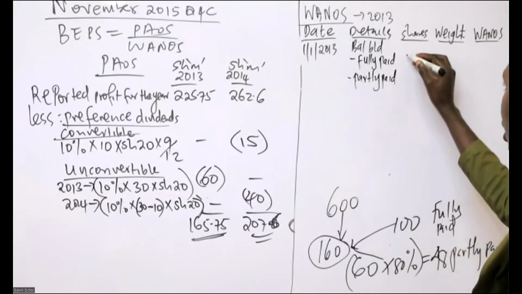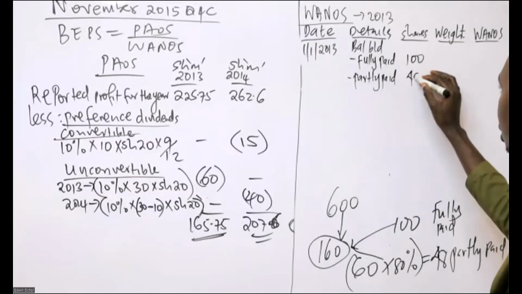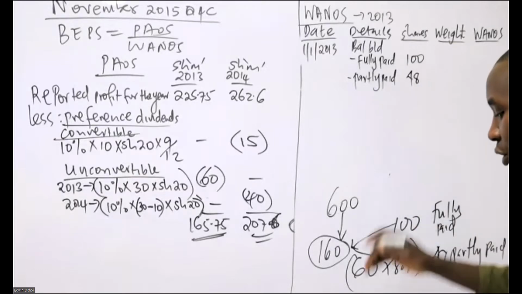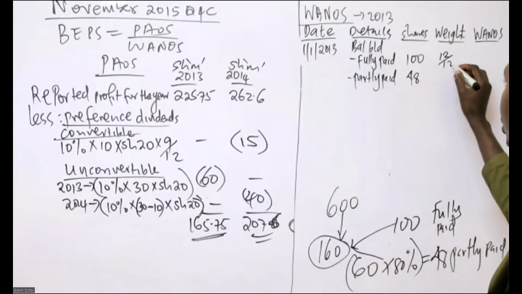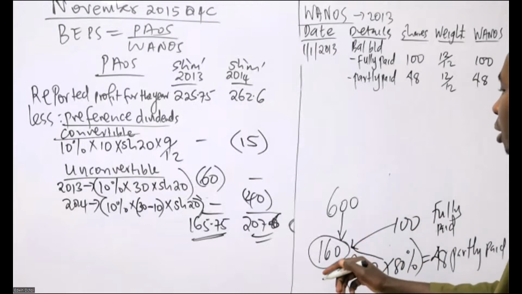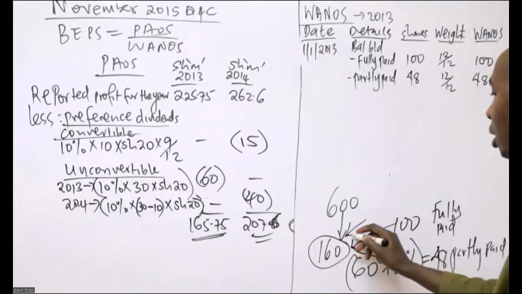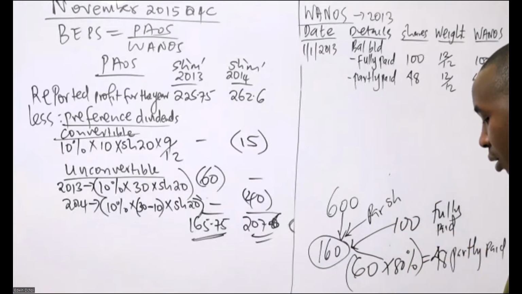So the fully paid is the 100, and the balance being 80% paid, which is 48. Remember that this is from the start of the year, so we have to wait for the entire period. So 12 over 12. So you get 100 and then you get 48. Remember that these ordinary shares were stated at a par value of shillings 5.